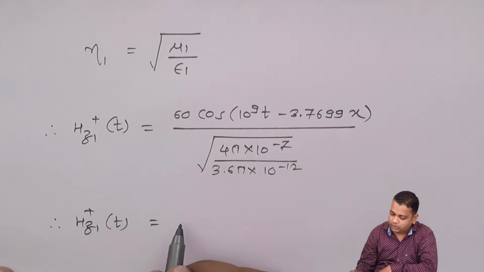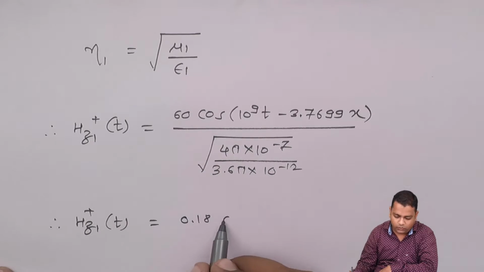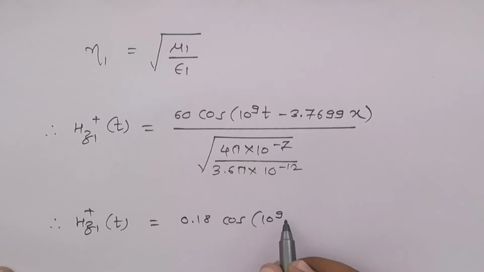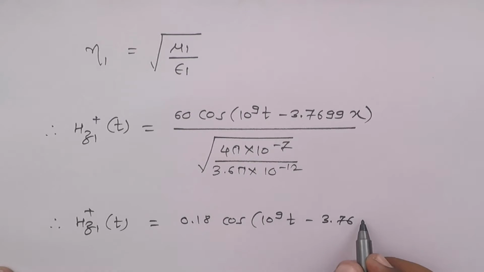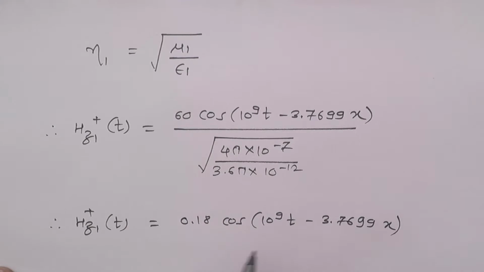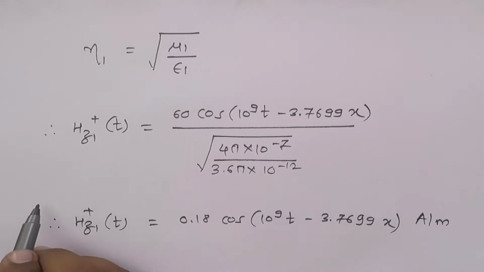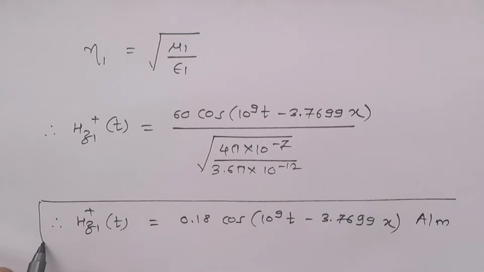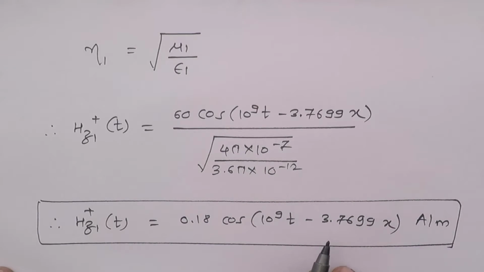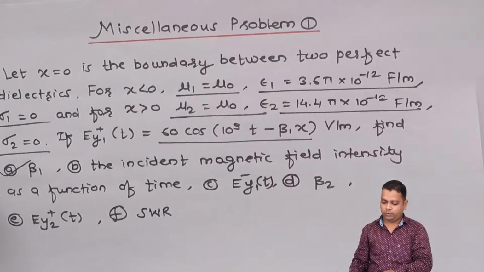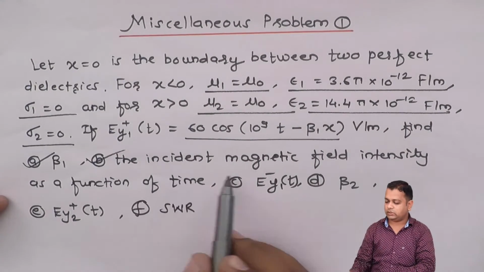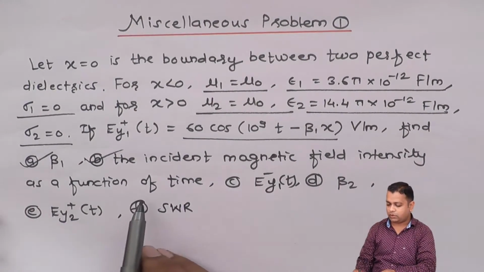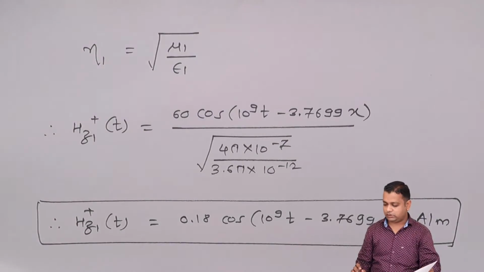So the right hand side will become 0.18 cosine of 10 raised to the power 9t minus 3.7699x. As this is magnetic field intensity as a function of time, we must mention the SI unit, that is ampere per meter. So this is the required answer for part B of the problem statement. We required the incident magnetic field intensity as a function of time, and we have this particular answer.